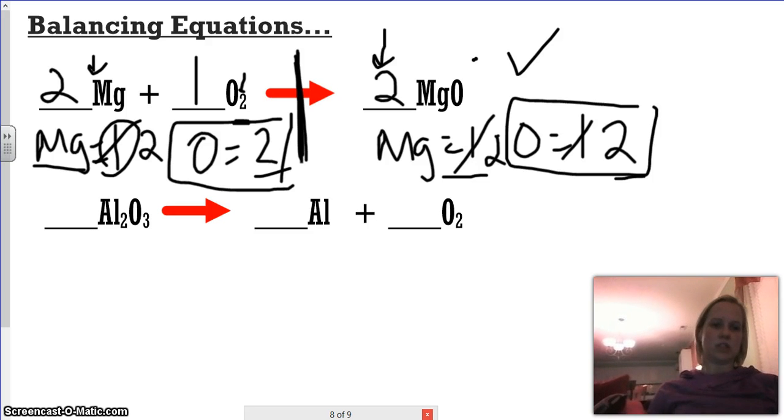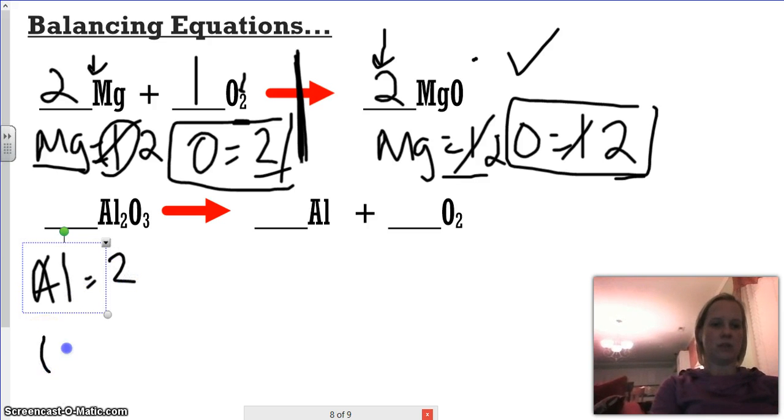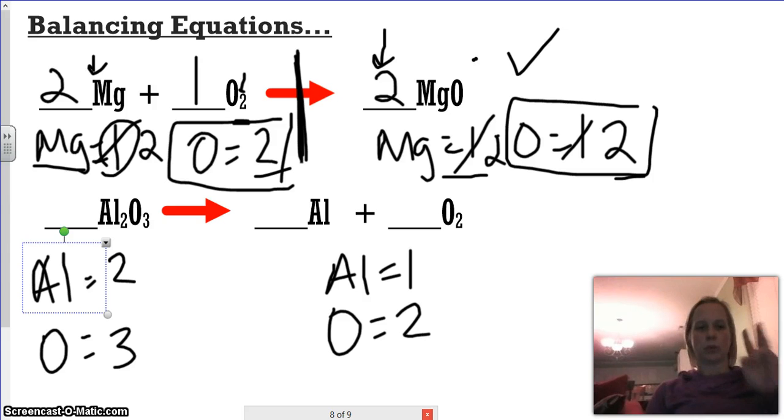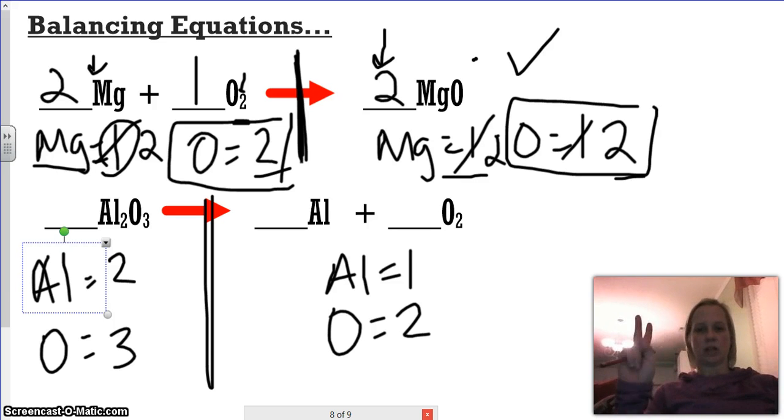All right, let's go down and let's do the next equation. So I have aluminum and oxygen, and then aluminum and oxygen. So let's go ahead and add up our stuff. So I'm just counting out the atoms. I've got 2 aluminums and 3 oxygens on the left. Remember, I'm going to kind of divide this up. I've got 1 aluminum and 2 oxygens on the right.